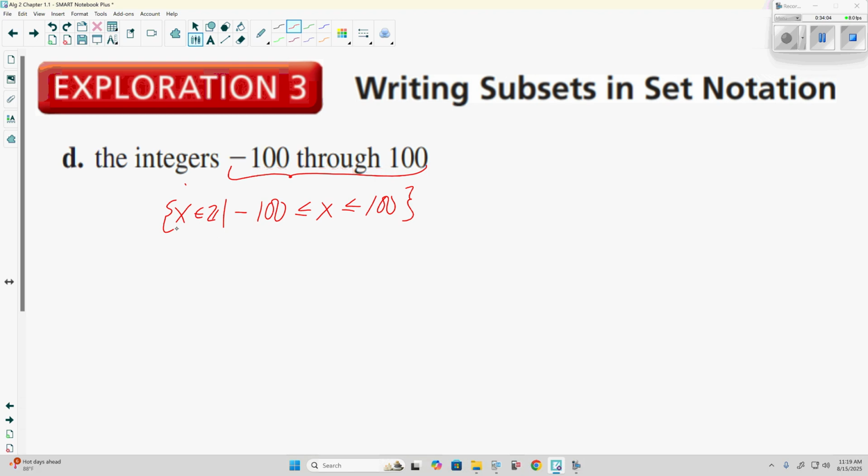Now we would use this, and according to the book, we would want to use set builder notation because there's 201 integers from negative 100 to 100. Might not be logical to actually write them all out. But, questions on anything we've done?